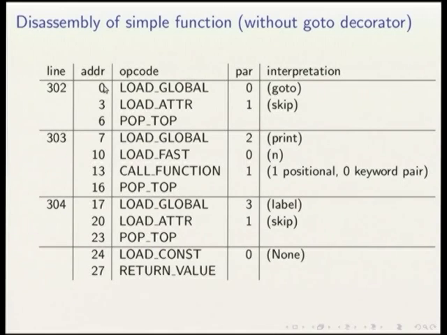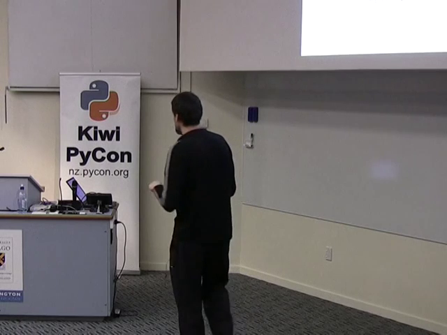This is the opcode itself. And at the top you can see it thinks that Goto is a global variable, which it is, because we did from Goto import Goto. And then it thinks skip is an attribute of Goto. It's because we did Goto.skip, right? And because we're doing Goto.skip, it puts the value of whatever Goto.skip will eventually be on the stack, but then it doesn't use it, so it does pop top to take it off the stack again.